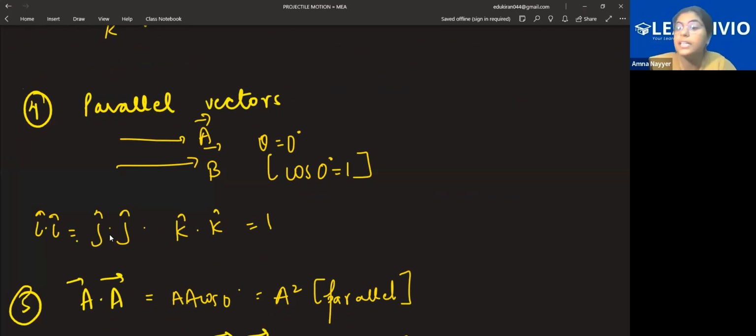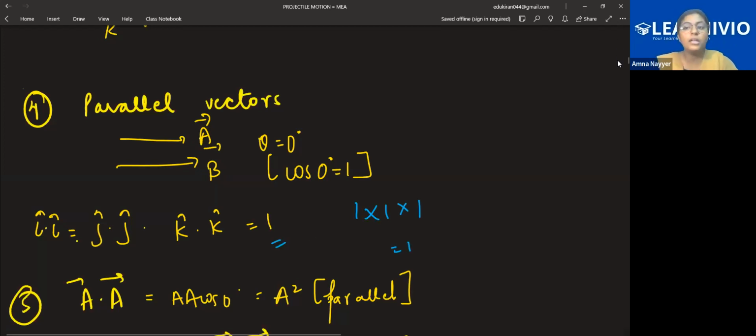In this case, what happens? Theta becomes 0 degrees. So cos theta becomes cos 0 degrees, which is 1. So the final answer becomes 1. And for unit vectors, you already know the magnitude is 1. So it's 1 into 1, and cos 0 degrees is also 1. So finally the answer is 1.